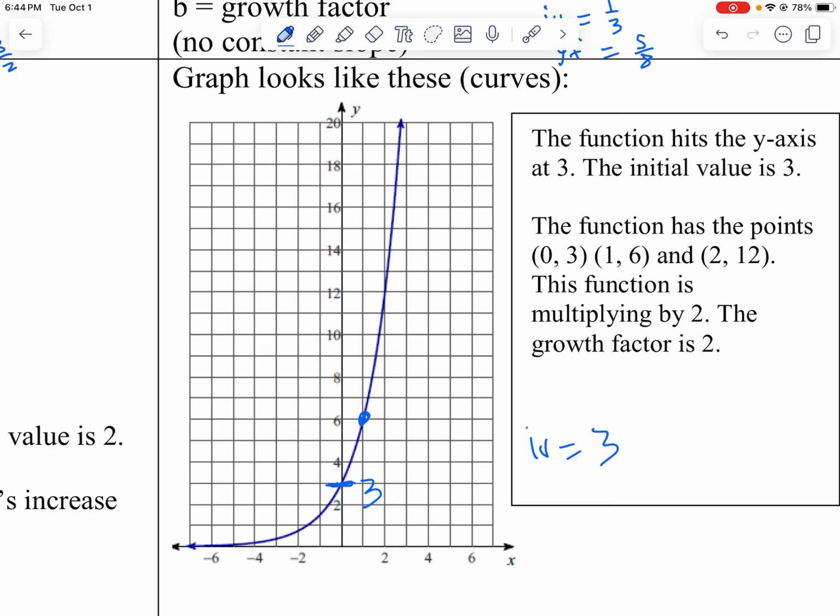And then to find the growth factor, again, you need to find some points that you know are there and find out what the y values are. So we're looking at here, we got 3, and this one's at 6, this one's at a height of 12. And going from 3 to 6 to 12, well, that's a pattern of timesing by 2. So my growth factor in this case is going to be 2, because it's timesing by 2.